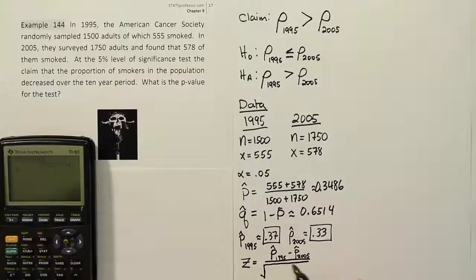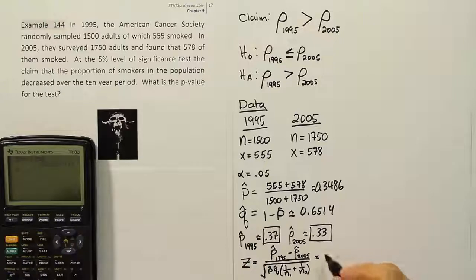And in here, the square root is just the pooled estimator p hat times its complement q hat, and then times that 1 over, in this case, the n for 95. We'll just call that n1, plus 1 over the n for 2005. We'll just call that n2. So that's our formula.